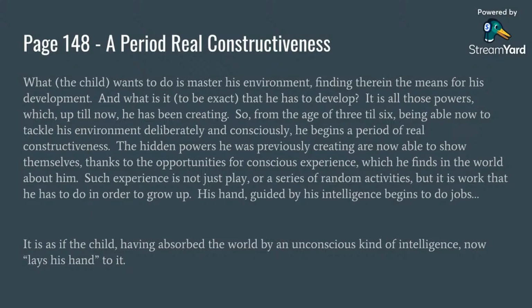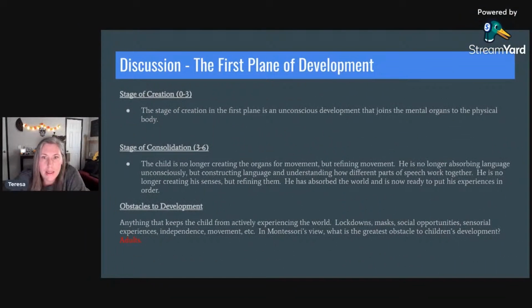The hidden powers he was previously creating are now able to show themselves, thanks to the opportunities for conscious experience, which he finds in the world about him. Such experience is not just play or a series of random activities, but it is work that he has to do in order to grow up. His hand, guided by his intelligence, begins to do jobs. It is as if the child, having absorbed the world by an unconscious kind of intelligence, now lays his hand to it. So let's discuss this real quick.